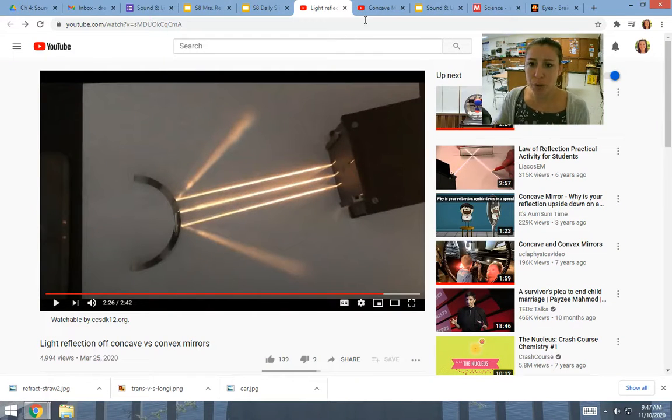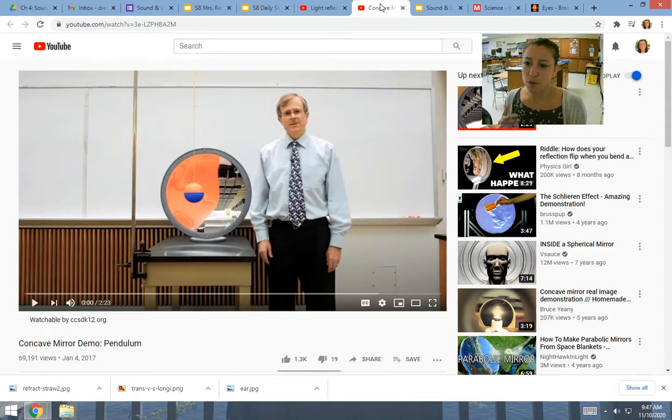Remember when we looked in our spoon and when we were inside and outside the focal point, the image flipped. So this is a quick little demonstration with a ball, and he has a very big mirror behind him.